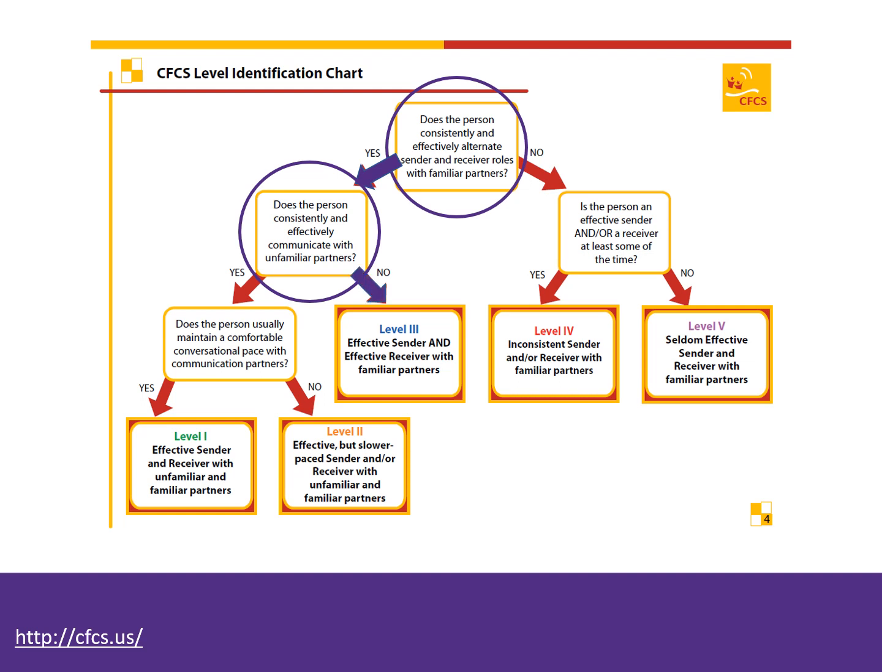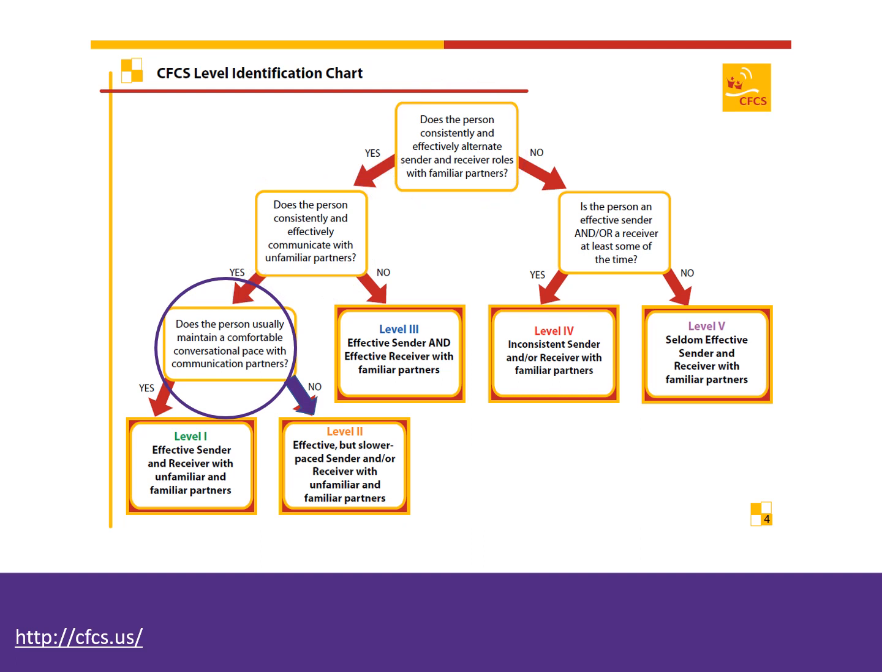If the answer is no, the child is classified as level 3, effective sender and receiver with familiar partners. If the answer is yes, move to the box to the lower left and ask whether the child usually maintains a comfortable conversational pace with communication partners. If the answer is no, the child is classified as CFCS level 2, effective but slower paced sender and/or receiver with unfamiliar and familiar partners. If the answer is yes, the child is classified as level 1, effective sender and receiver with unfamiliar and familiar partners.